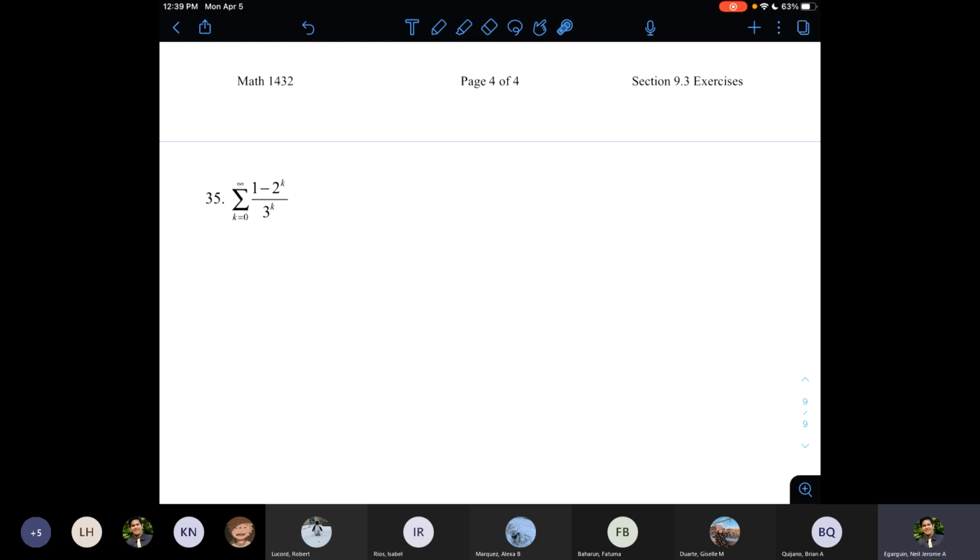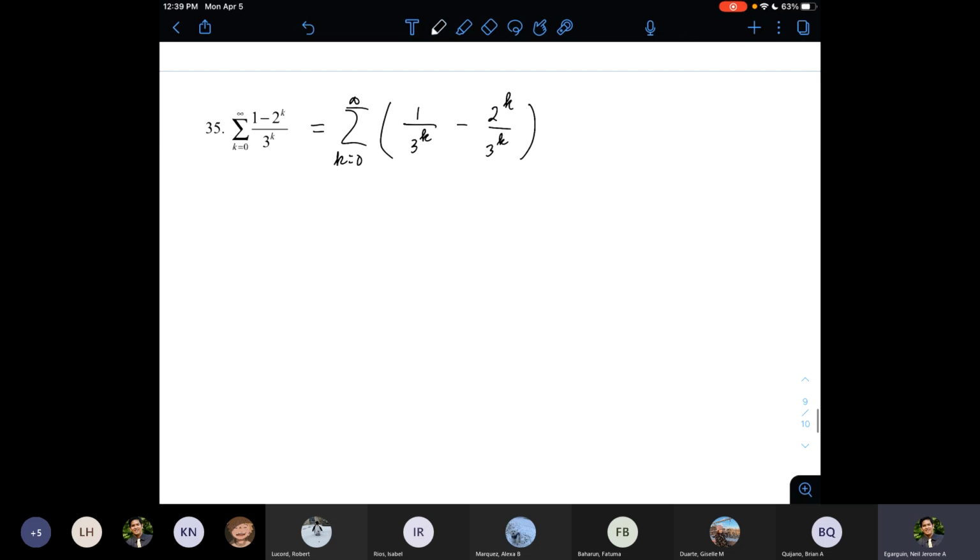So let's try to manipulate the terms inside the summation and see if we can simplify it into a geometric series or a combination of geometric series. So here I can split the sum up into two pieces. I'm still inside this big summation, but I can write it as 1 over 3 to the power k minus 2 to the k over 3 to the k. So I just separated the difference into two fractions.